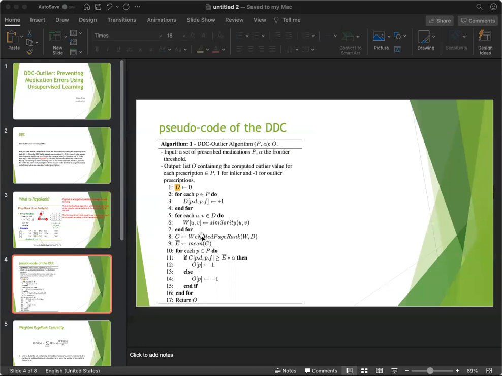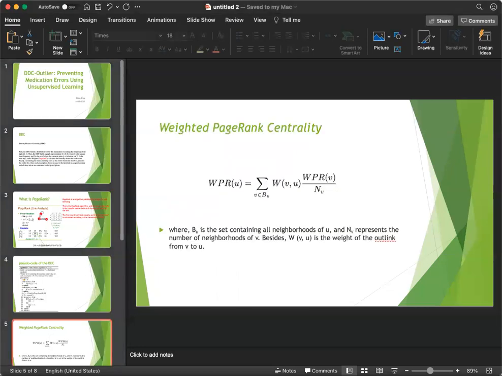And we can look at the 8 rules, which are the core step of how to use the weighted PageRank algorithm to calculate the similarity. So the weighted PageRank centrality approach uses both extensions, weighted links and weighted nodes, to compute the centrality score of prescriptions. The weighted PageRank function is given by this formula, with some parameters as below.